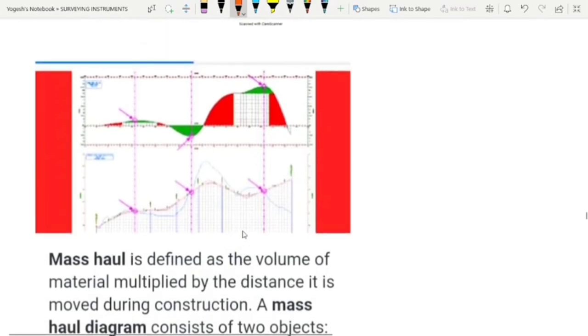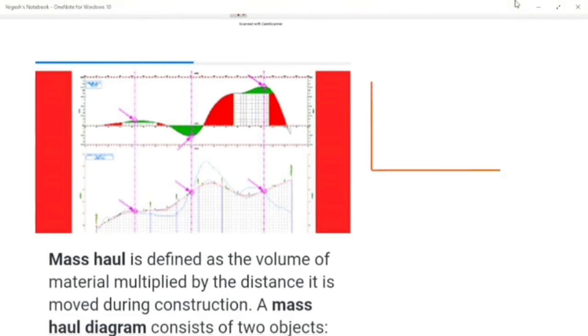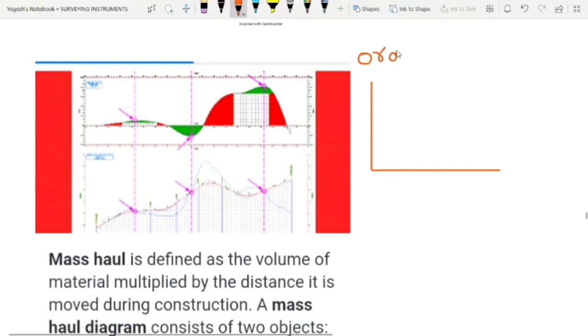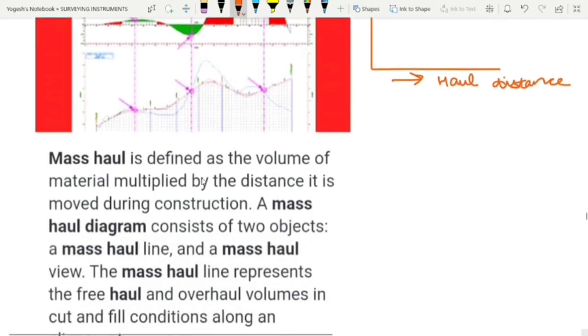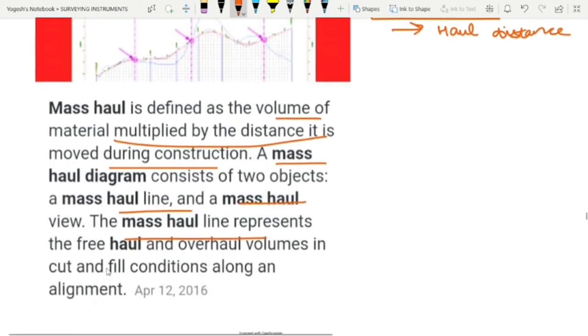Mass haul diagram: basically, for balancing the cutting and filling of earthwork, the mass haul diagram is used. This ordinate represents the amount of volume, and this axis represents the haul distance. Mass haul diagram is defined as the volume of materials multiplied by the distance moved during construction. A mass haul diagram has the mass haul line and the mass haul view. Mass haul represents the free haul and overhaul volume that comes in the cut and fill.